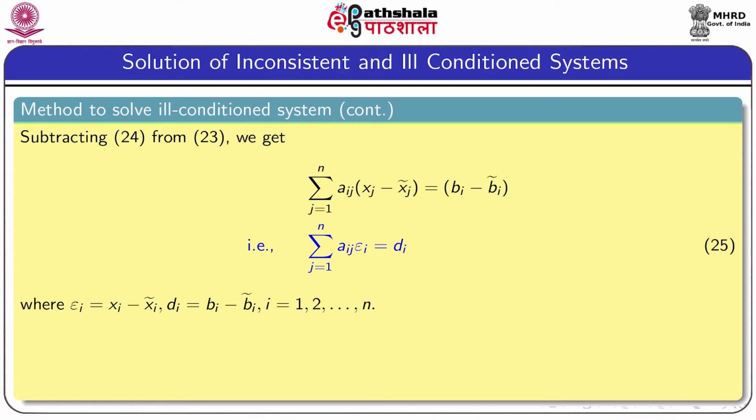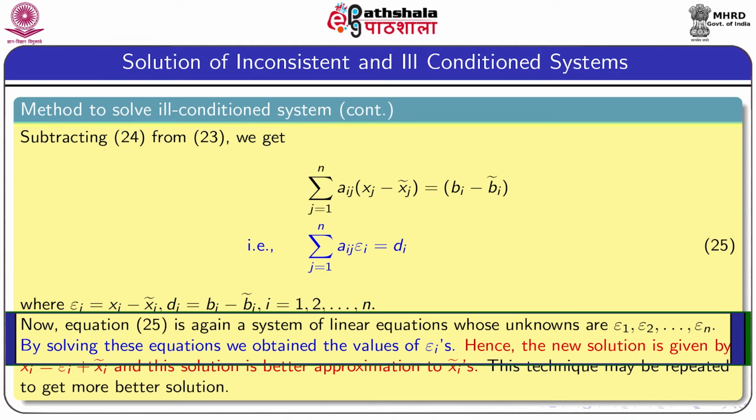That is, this equation can be written as summation over j equal to 1 to n aij epsilon j equal to di, where epsilon i equal to xi minus xi tilde represents the error, and di is the difference between the right hand vectors bi and bi tilde, and this is true for all i equal to 1 to n. Now equation 25 is again a system of linear equations whose unknowns are epsilon 1, epsilon 2 up to epsilon n.